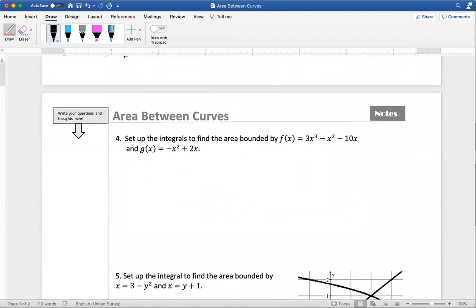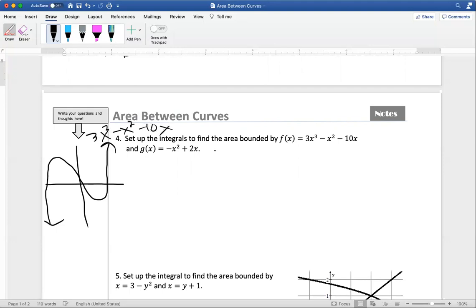Okay, let's do it again. So this one says, set up the integrals to find the area bounded by those two curves. So what I would do is go to my calculator and draw these two curves. And when I draw these two curves, I get something that looks like this, which is the 3x cubed one, and then something else that looks like this, which is the negative x squared plus 2x. I did a bad job here. This should go down like that and cross right there at the x-axis.